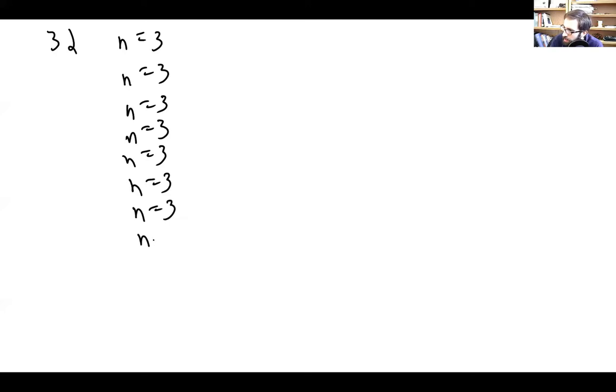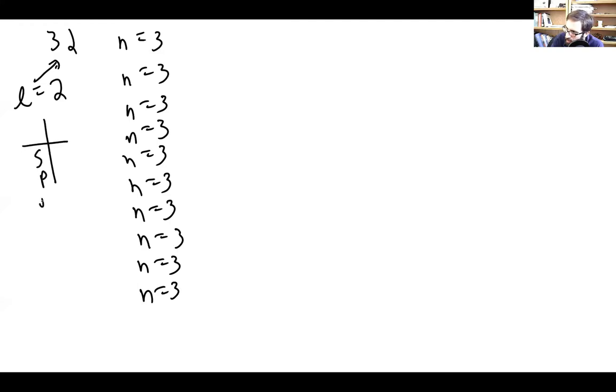So we're talking about 3D here. That means n is going to be equal to 3 for all of these. So we're going to have 10 with n equals 3. And what does D mean? Recall that D means L equals 2. Remember the chart, guys? If you have S, P, D, and F, those each have L values 0, 1, 2, 3. So we're D, so L equals 2. All of these 10 electron configurations are going to have L equals 2.